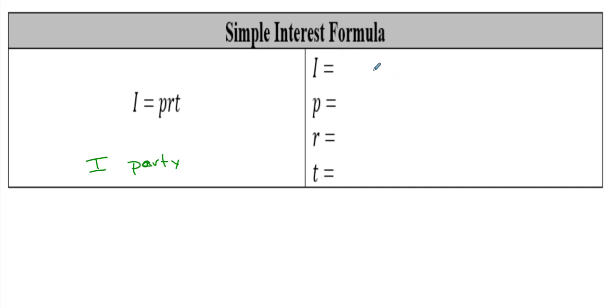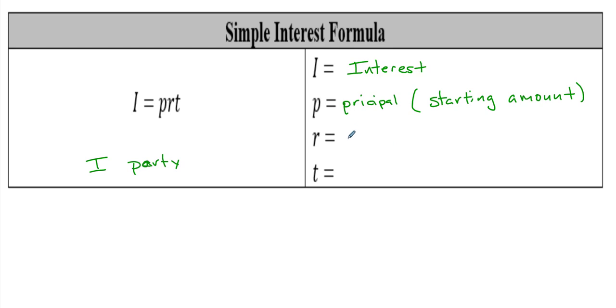We got I, the big I. This stands for interest. Depending on what you're using this for, this could be interest earned or interest paid. Then we got P, which is the principal. And no, not like our principal downstairs, but principal meaning our starting amount. How much did I put into savings, or how much money did I borrow?